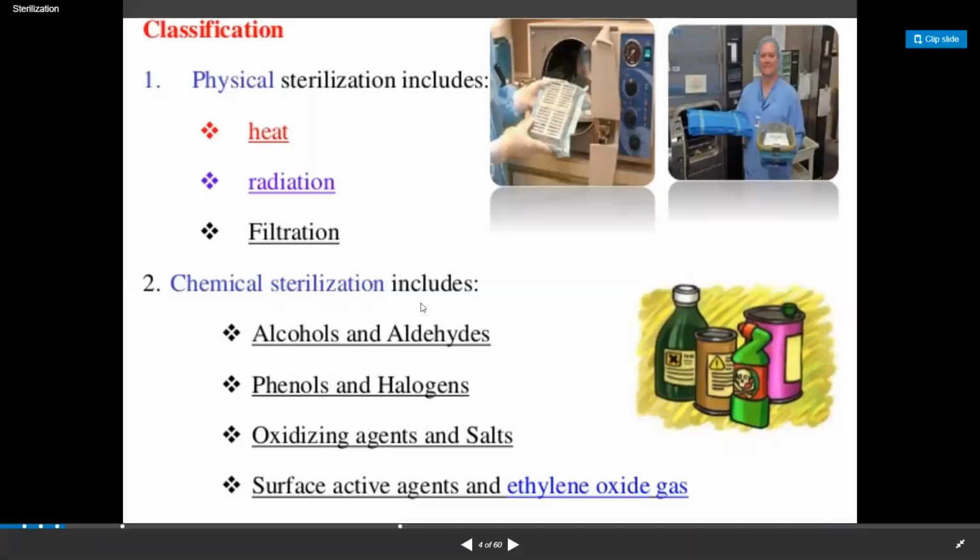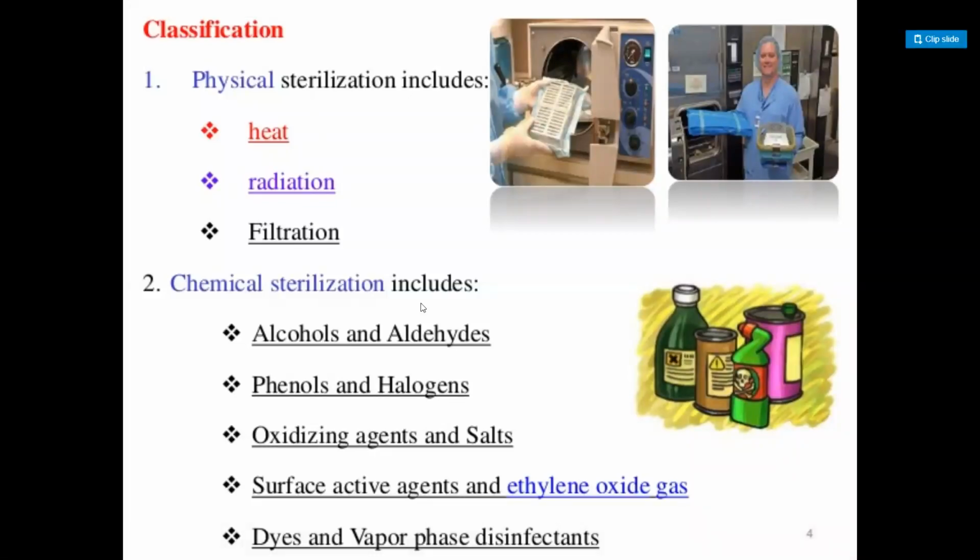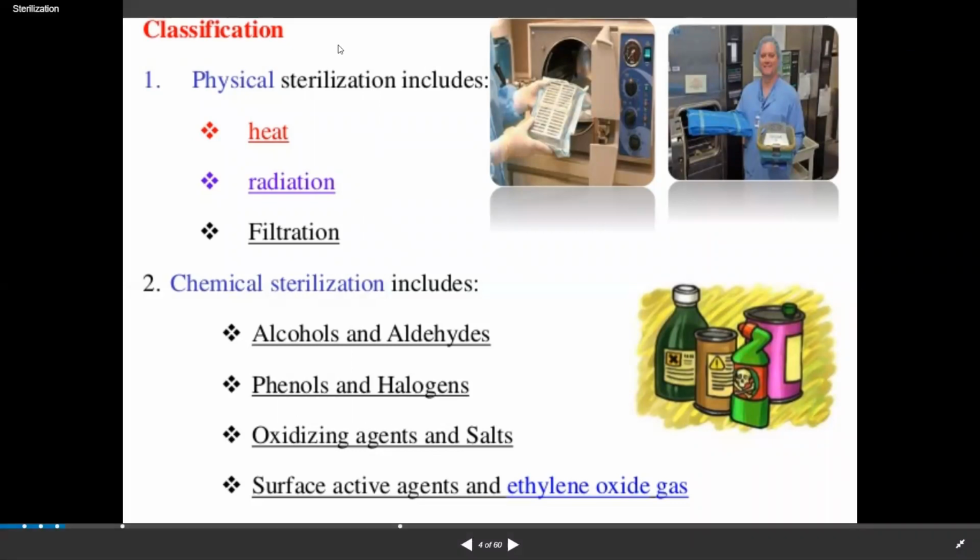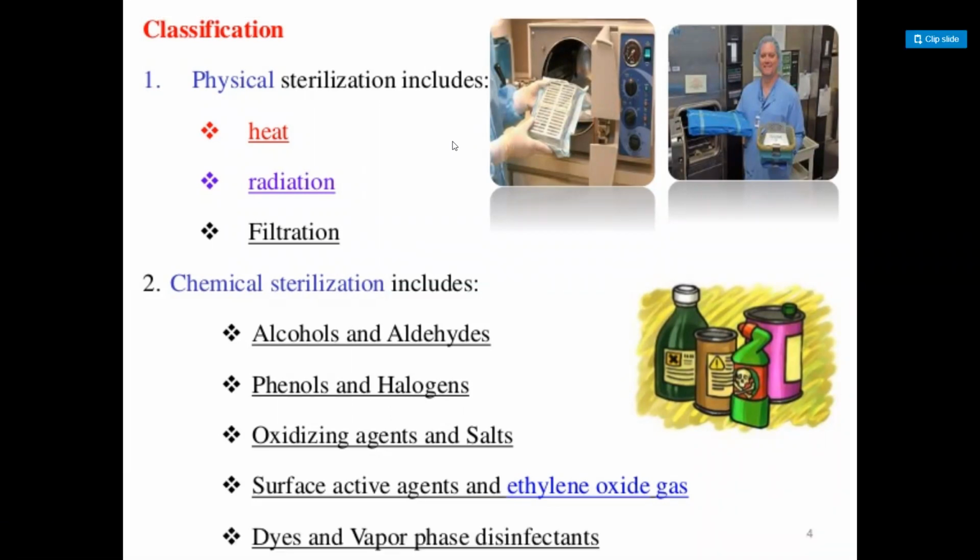Welcome students. This lecture is in continuation to the last lecture on sterilization. In the last lecture, we explained what sterilization is and why we should go for sterilization. What is the importance of sterilization in our life? Now, in continuation to that topic, today's discussion is about how many types of sterilization there are.